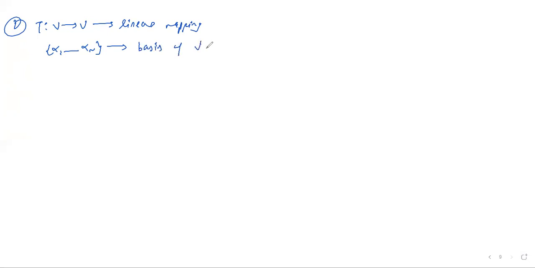Okay, now let's see the second theorem. Suppose there is a mapping T: V to U, and that mapping is linear. There is a set of vectors alpha 1, alpha 2 to alpha n, and this set of vectors is the basis of V. Then the vectors T alpha 1, T alpha 2 to T alpha n generate the image of T.